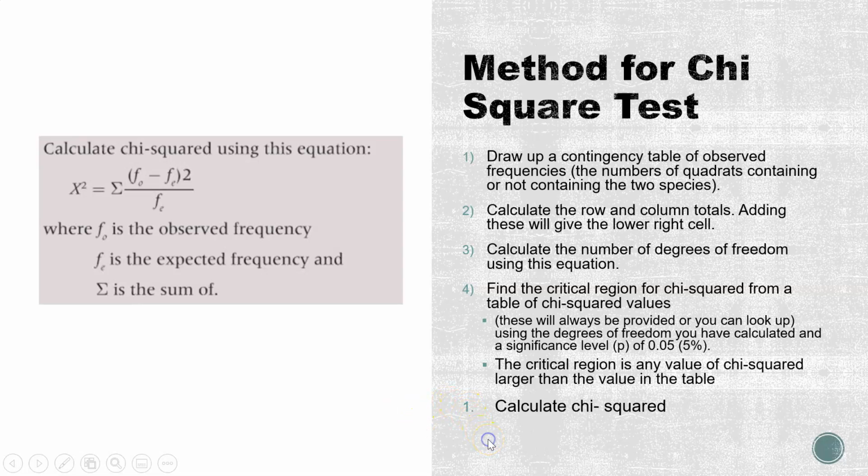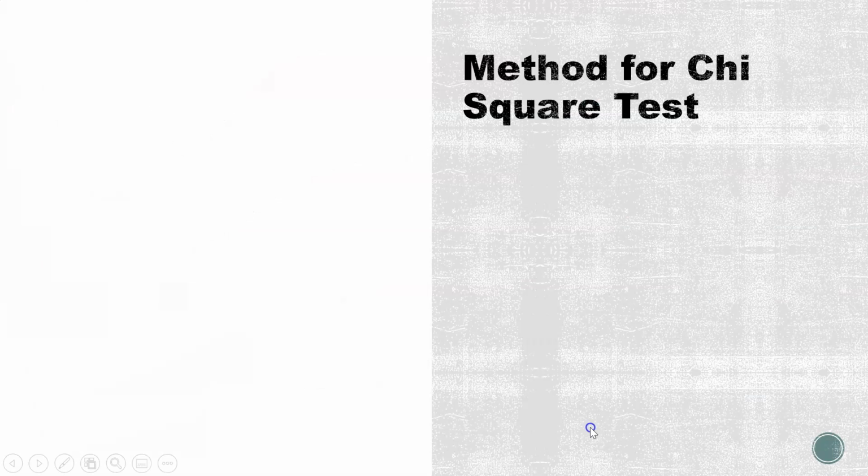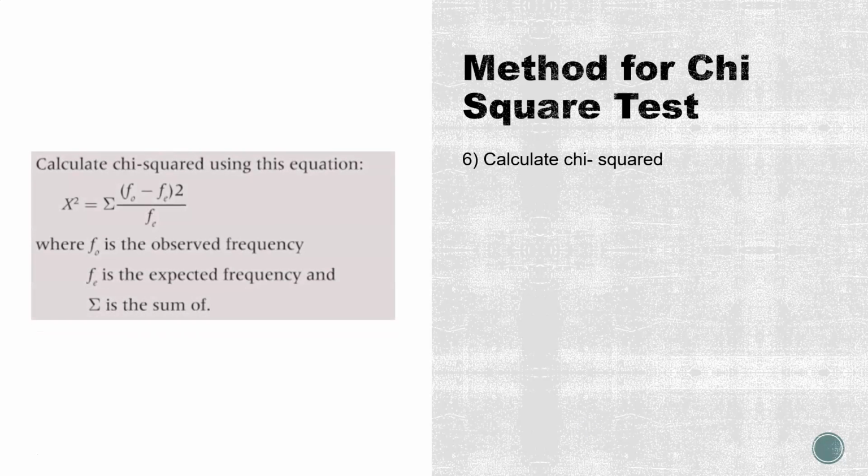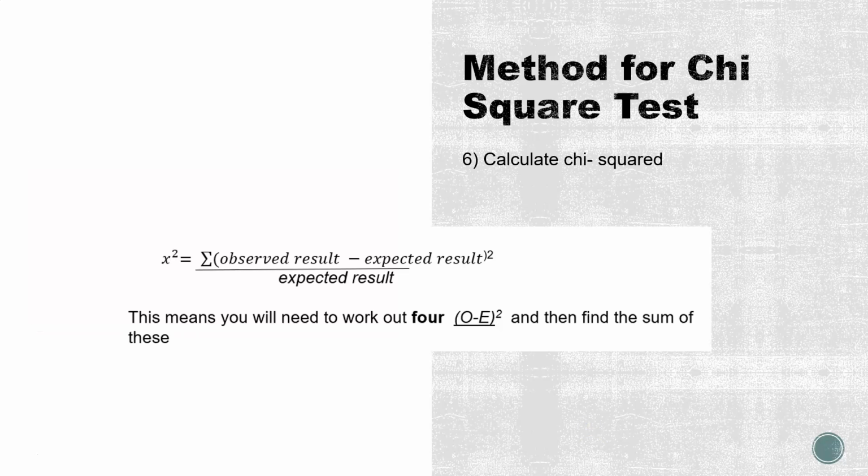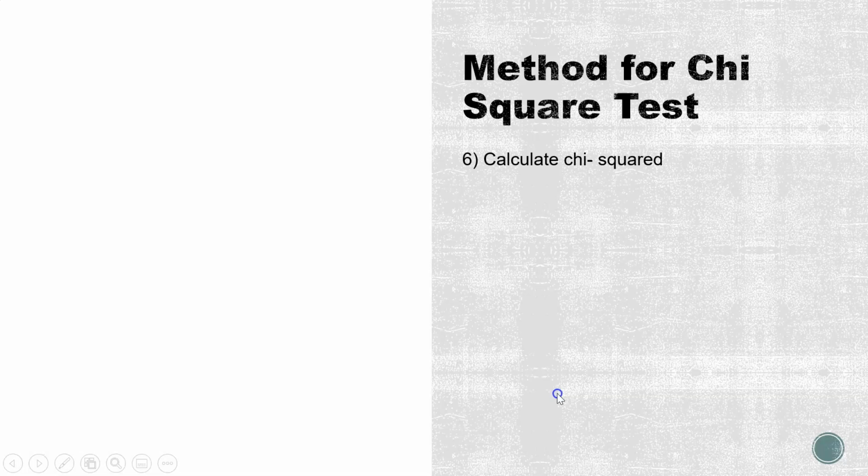Next up, we need to calculate our chi-squared using this calculation. So that's the calculation we just had, and here it is, just looking a different way. This means you will need to work out, for each observation, the observed value minus your expected value, then squared, and then find the sum of them.